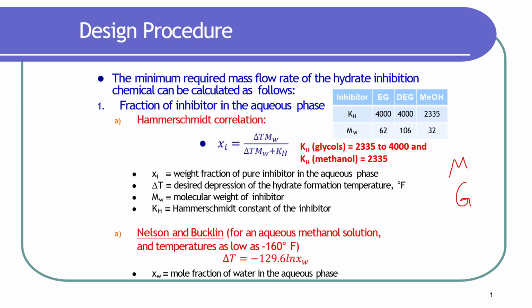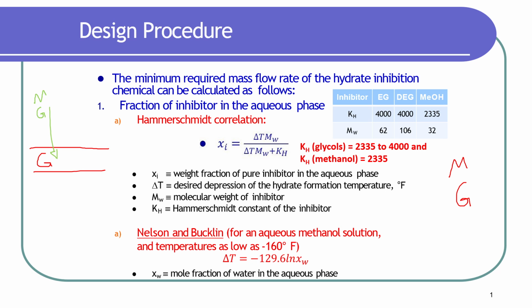In today's lecture, we will learn the design procedure, or the guideline, for how to calculate, for example, the fraction or the amount of inhibitors needed to prevent the formation of hydrate. The scenario I'm describing is that you have gas flowing in a pipe, and you need to inject chemicals such as methanol or glycol into this gas pipeline in order to prevent hydrate formation. So we need to calculate how much of these chemical inhibitors we need.